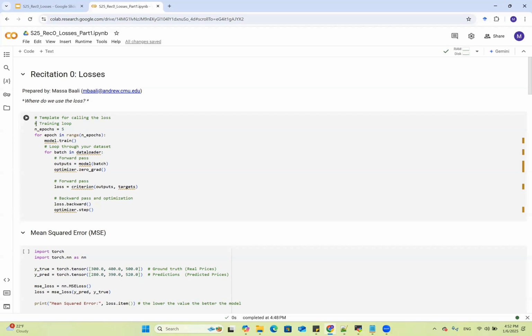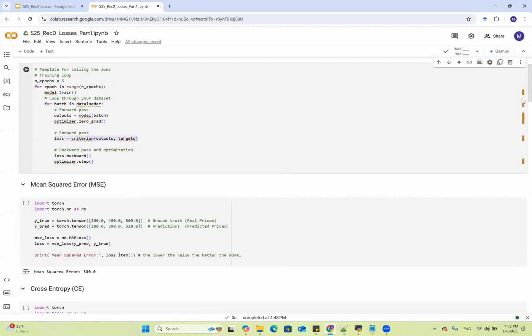Here, first of all, this is a template for calling the loss. Where do we usually call the loss in a network? We usually call it after the forward pass. Here the mean squared error, the MSE, is a built-in function in PyTorch. You just initialize it with nn.MSELoss, and then you can call it on the predictions and the ground truth to compute the loss.